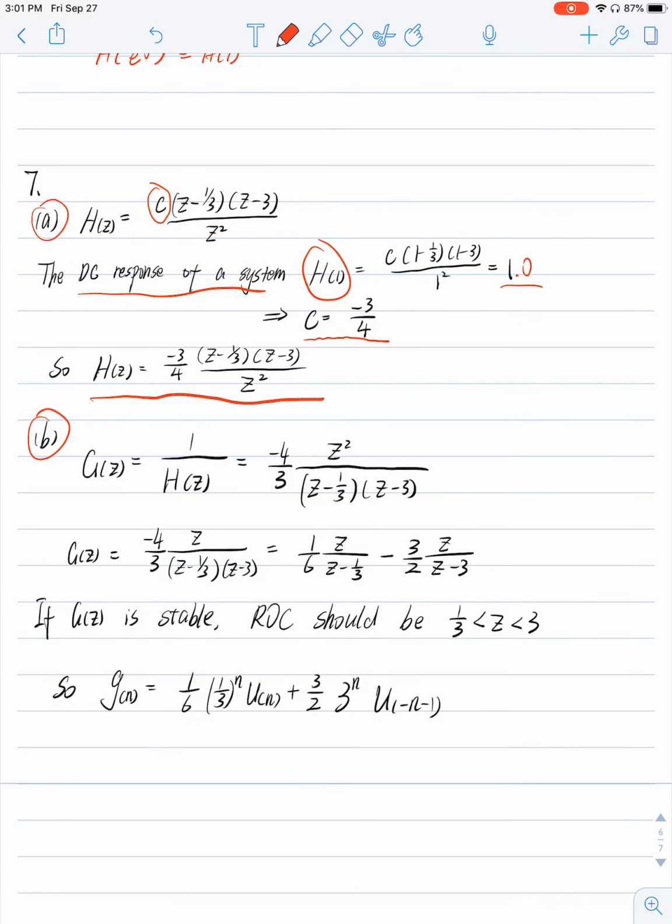Problem B. Find the impulse response of the stable inverse system, G(z). From the lecture, we can get that the inverse system is 1 over H(z), which is -4/3 times z to the power of 2 over (z - 1/3)(z - 3).